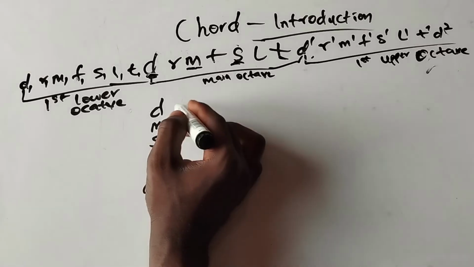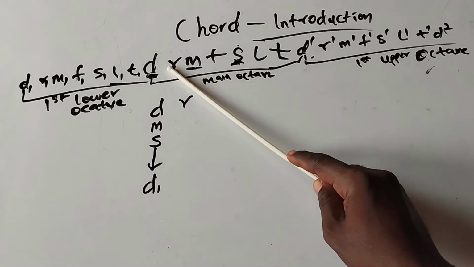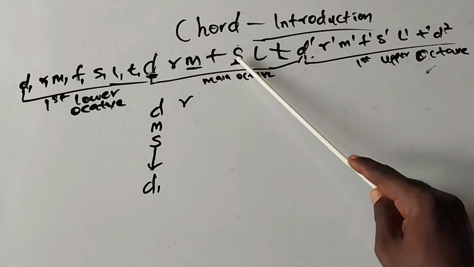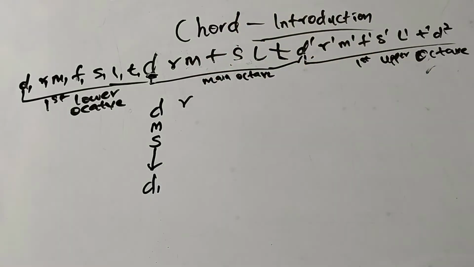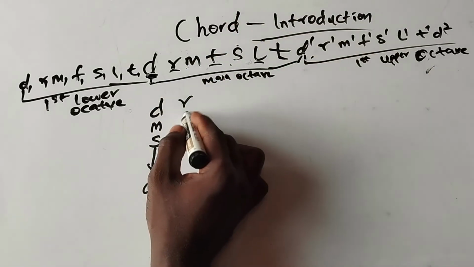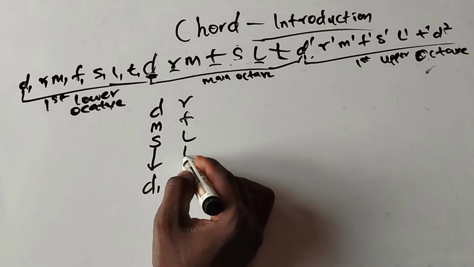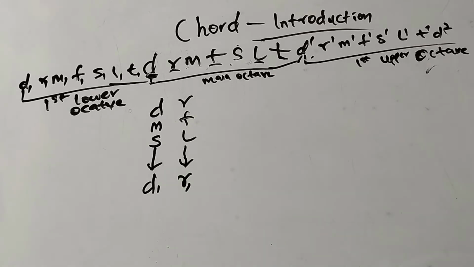The next one is re chord. How do you form it? The same method. Touch re. Next one is what? Fa. You jump this one. Next one is what? La. So what we have now is re, fa, la. Re, fa, and la. And coming to the bass side, what you touch is re down. That is what you do.